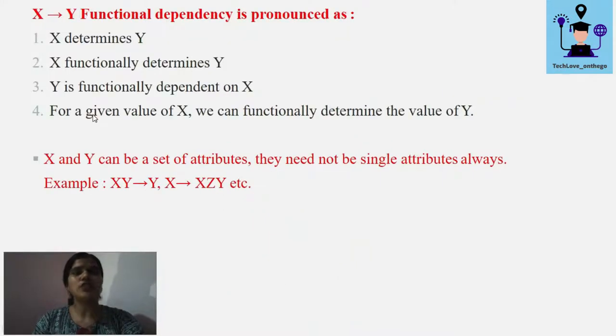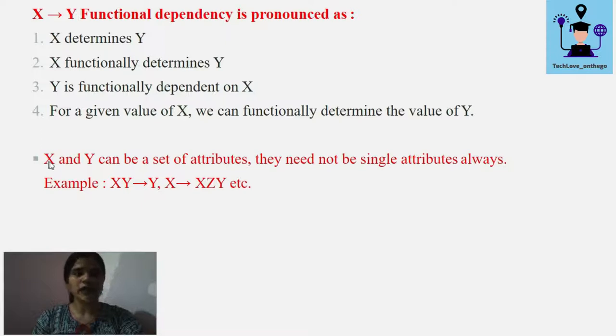So the other ways you can pronounce it is, if I say X → Y, that means X determines Y, or X functionally determines Y, or Y is functionally dependent on X, or you can say for a given value of X we can functionally determine the value of Y. That means if you know the value of X, you can find out the value of Y from the database.